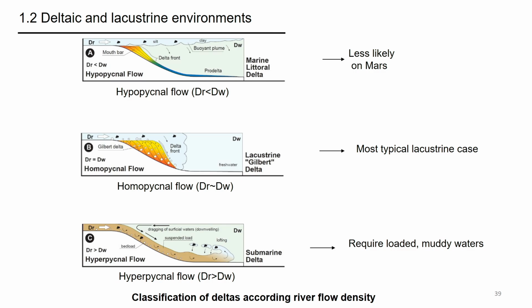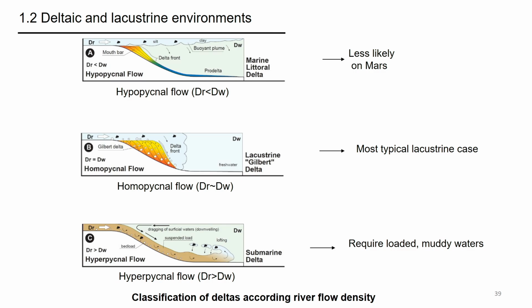And then we have three types of delta depending on the difference of density between the water coming in the river and the water present in the lake or in the sea. For instance, on Earth, we have a lot of fresh water coming into seawater, which is salty, and the density of the sea is higher than the density of the fresh water. And this creates a very specific type of delta. We will not talk about that because it's unlikely to exist on Mars.